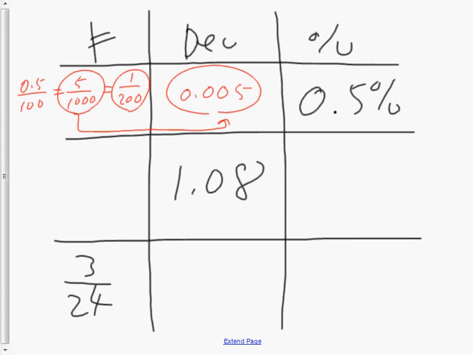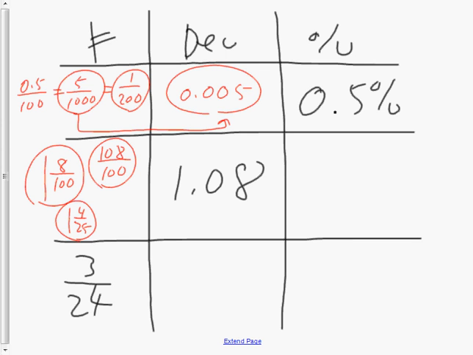So 1 and 800ths would look like this as a fraction, which is acceptable. It's also 108 hundredths as a mixed fraction, and it's also 1 and 4/25ths as a lowest term fraction. But of all these three, this one here is the most important for my next step, because percentages are fractions out of 100, and 108 hundredths is 108%.